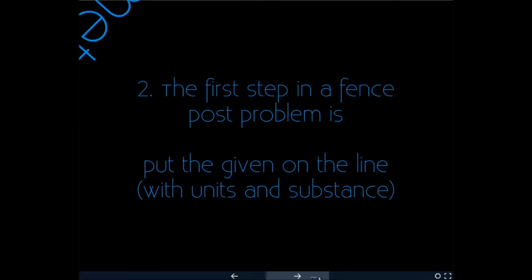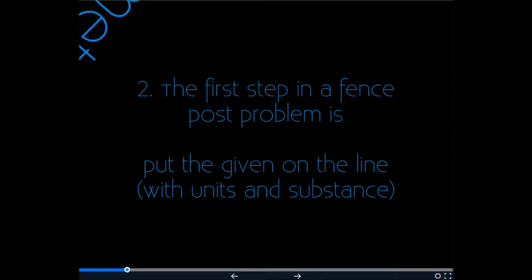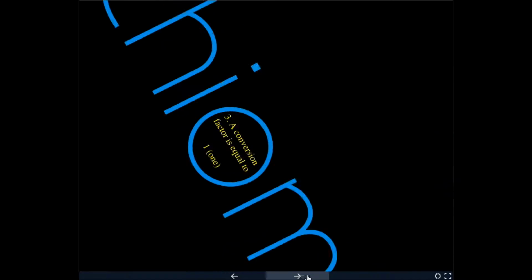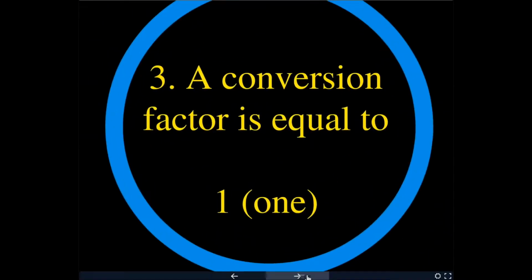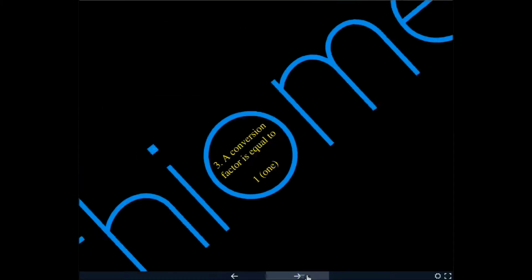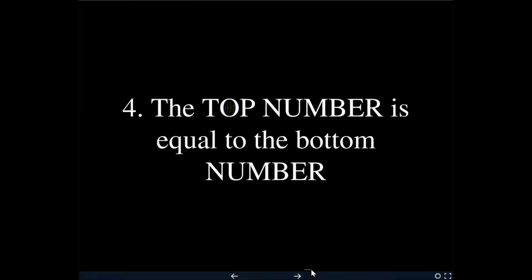The first step in a fence post problem is to put the given information on the line. From this point forward, if you haven't been doing this, you want to definitely include the units and the substance. And just a reminder, a conversion factor is equal to 1. Like 12 inches is 1 foot. That's equal to 1. The top number is equal to the bottom number.